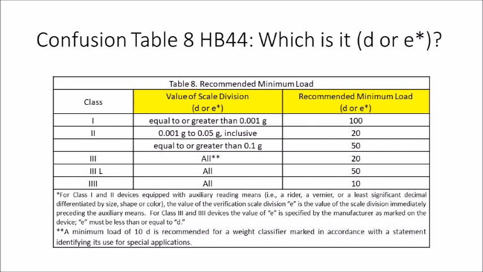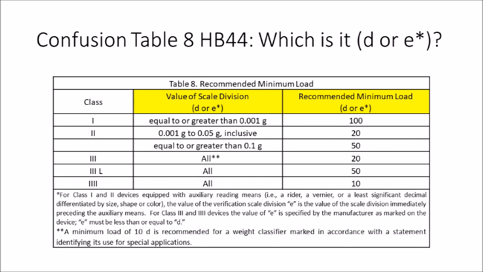So here's Table 8, and you can see, again, in Class 2, from essentially 1 milligram to 50 milligrams, it also has a different minimum load. 20 D or E, not 50 as we would normally have for Class 2. But the thing I want to focus on is look at the headers of column 2 and column 3. First of all, the column 2 header should be the same as Table 3, but it's now changed to the value of the scale division, D or E. Well, okay, the scale division's D. What is E doing here?